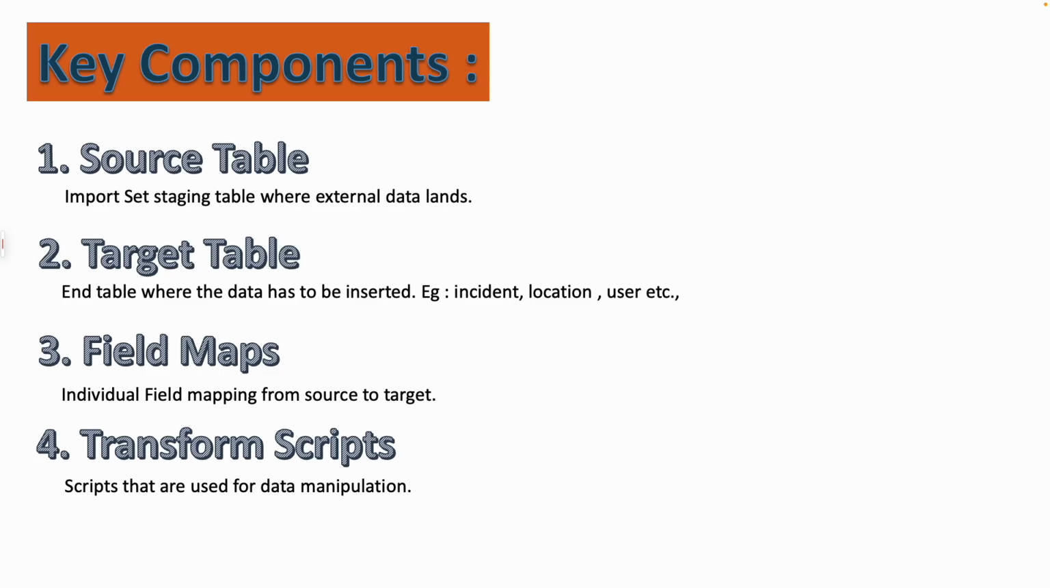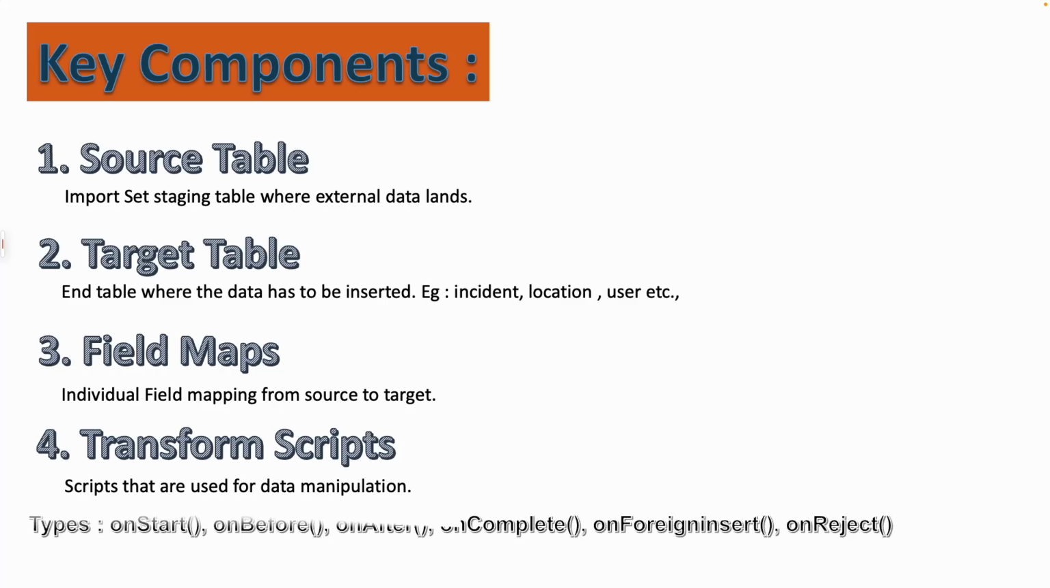Transform scripts. These are scripts that are used for data manipulation. There are different types of transform scripts, and each has its own significance. These are the transform script types available in ServiceNow. For example, when you define an onBefore transform script, it will run the script before each record is inserted into the target table. Let's say you define a validation for the field called CT in the source table. This script will validate the data in that field for every record before it is inserted in the target table.